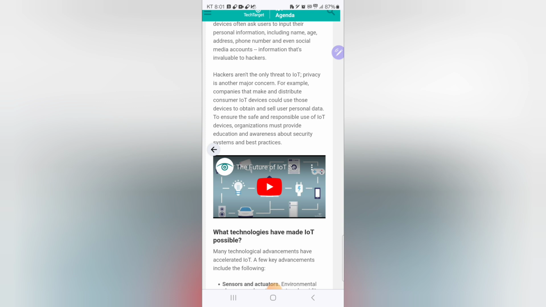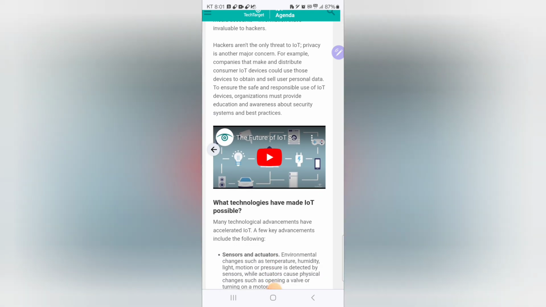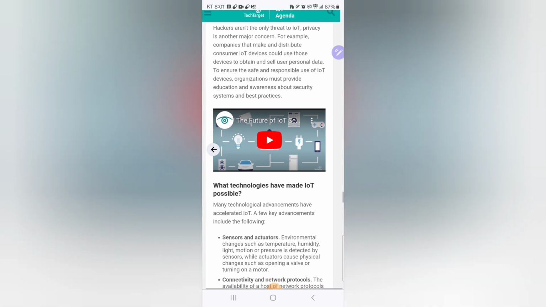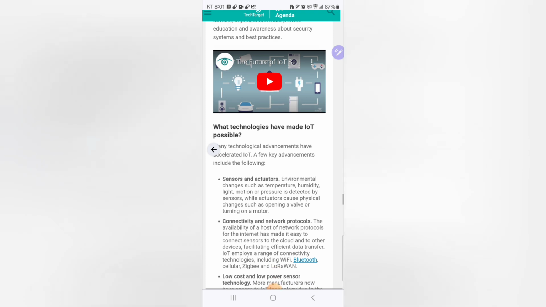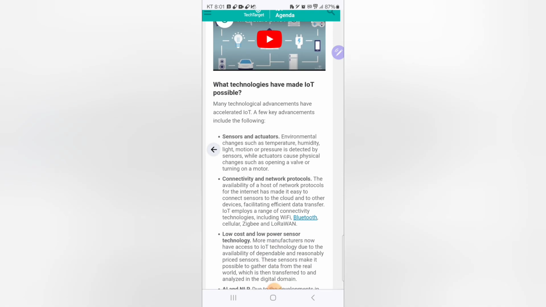Privacy is another major concern. For example, companies that make and distribute consumer IoT devices could use those devices to obtain and sell user personal data. To ensure the safe and responsible use of IoT devices, organizations must provide education and awareness about security systems and best practices. What technologies have made IoT possible?